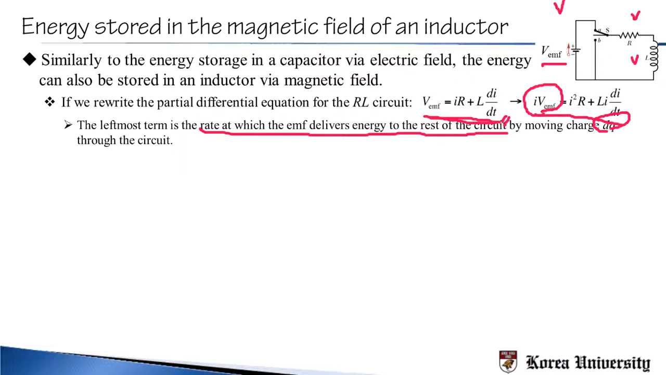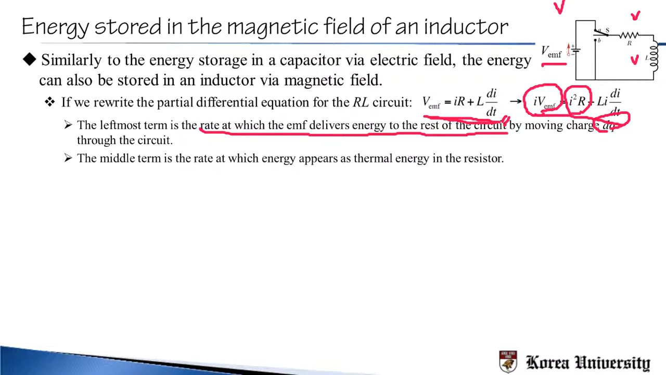And this second term, I squared R, what is this? This is the rate at which the energy dissipates or appears as thermal energy in the resistor. Which means that when the current flows through this resistor, the resistor becomes very hot.